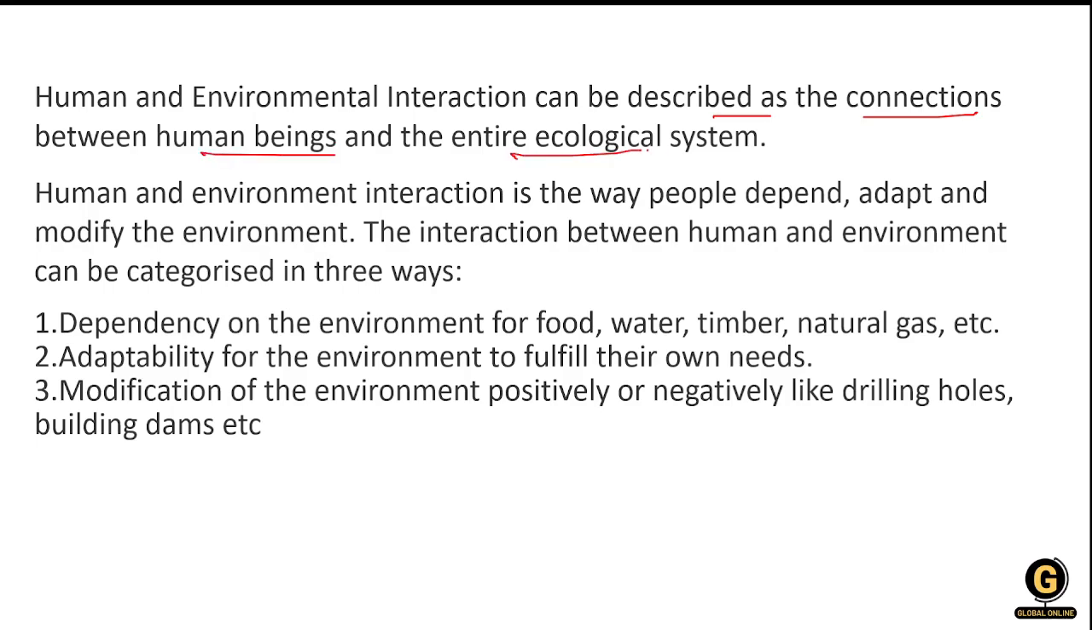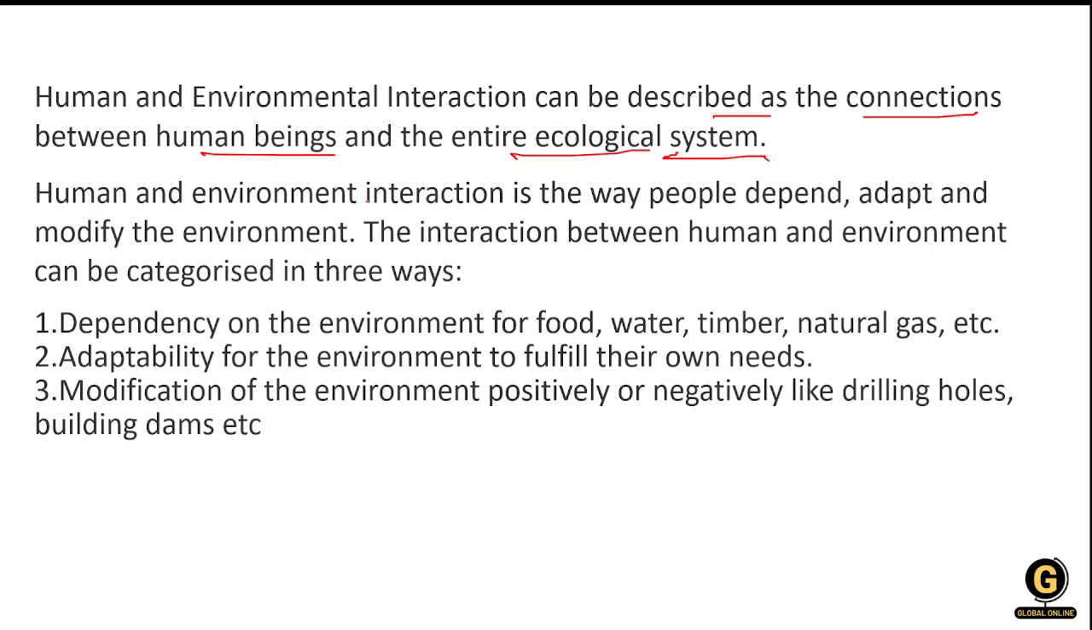Here this is the very important thing: human and environmental interaction, which can be described as the connection between human beings and the entire ecological system. So whatever connection there is between human activities, human initiatives for better living, and the entire ecological system, the outcome that comes from this relation between the two is the impact of anthropogenic activities on the environment.